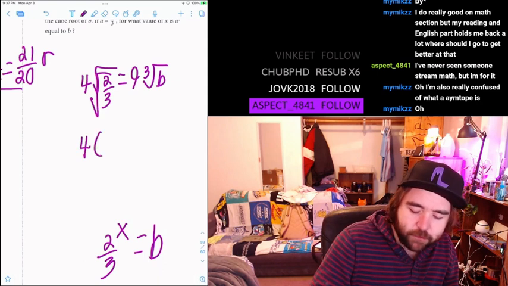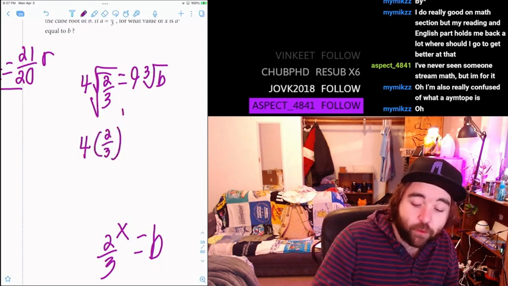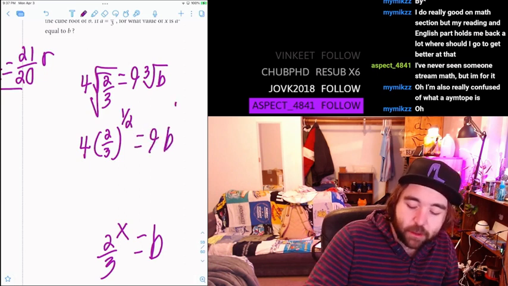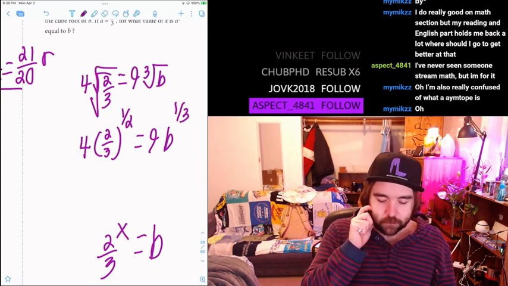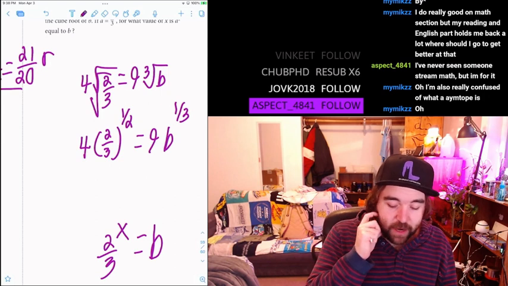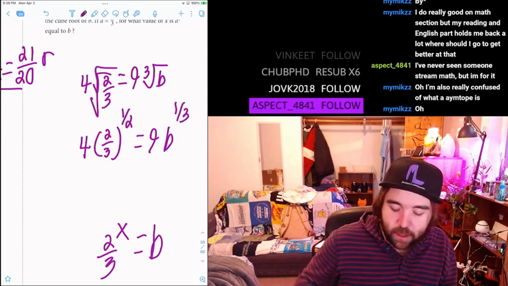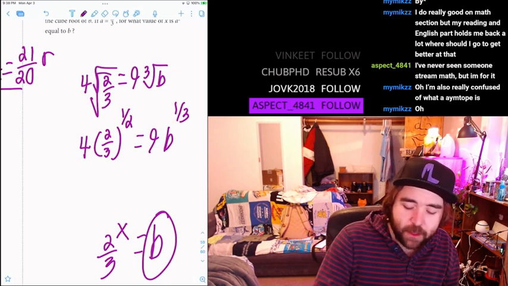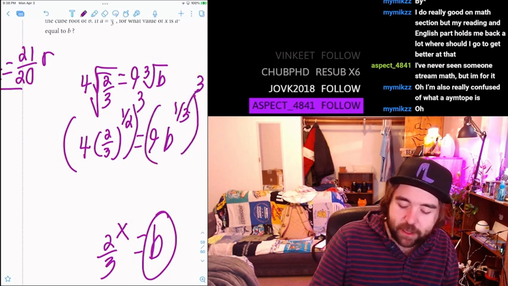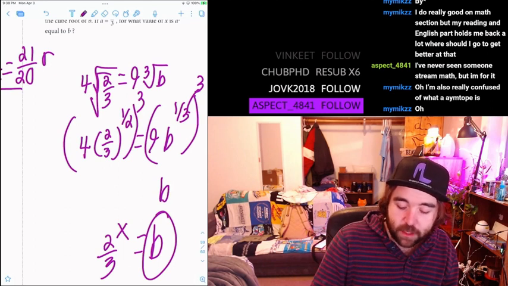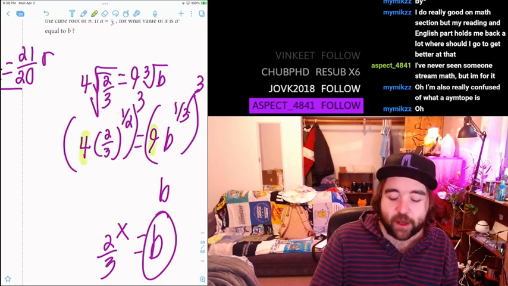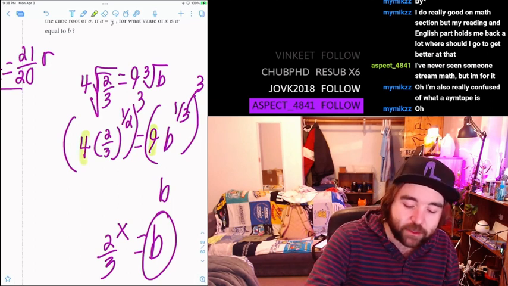That's going to be 4 times 2/3 to the 1/2, right? Equals 9 times b to the 1/3. And what we're going to have to do is end up combining stuff. Because we definitely want to get b by itself, right? So the first thing we should do is cube everything. Raise everything to the 3rd power, because then when you multiply these exponents, you'll just end up with b. And the other trick we're going to want to do, which you see with the 2/3, is that's 2 squared and that's 3 squared. So let's change those as well.